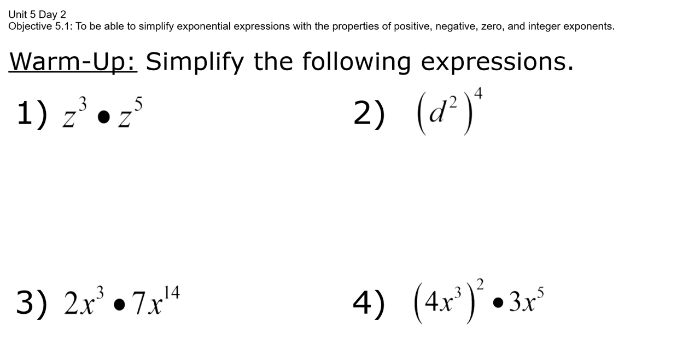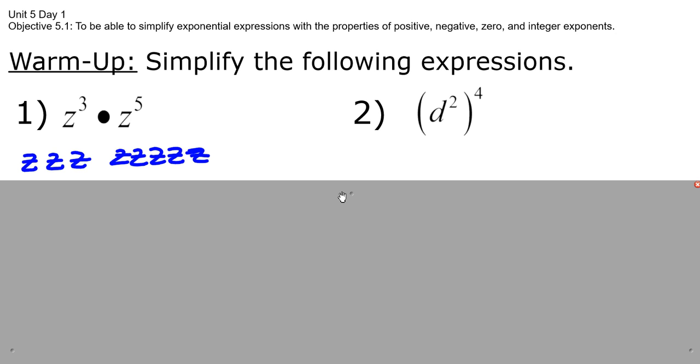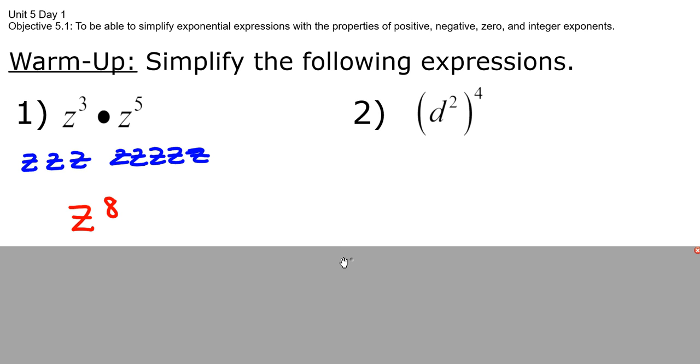So if we look at our first expression, z to the third times z to the fifth, again, thinking about the definition of the exponent, it tells us how many of the base that we're working with. Z to the third means we have 3 z's being multiplied together, and z to the fifth means we have 5 z's being multiplied together. So in total, how many z's do we have? That would be z to the 8th.